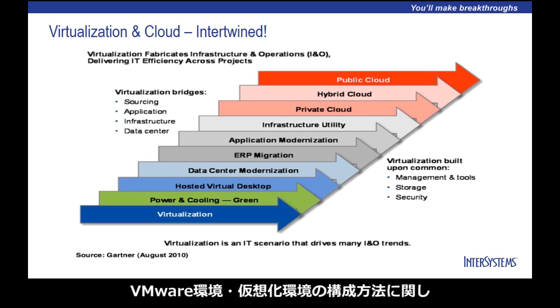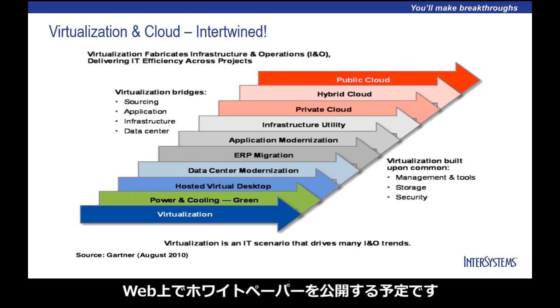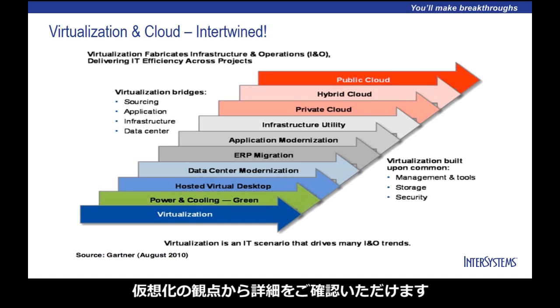Now, for those of you who are interested in actual technical details about how to configure a VMware environment, for example, or a virtual environment, what are the best practices? How do I configure for high availability? How do I configure for performance? We are preparing a white paper for that, which will be on our website. So you'll be able to get technical details on that as well from a virtualization standpoint. But from a business standpoint, I think if we come all the way back, they're the same thing. There's no difference between virtualization and cloud. So let's just talk about the cloud.